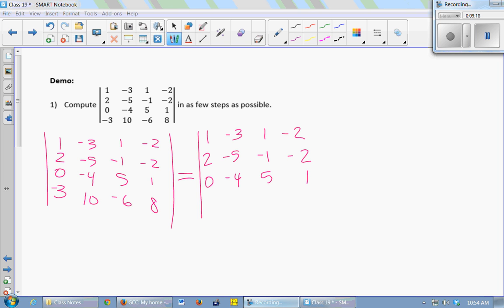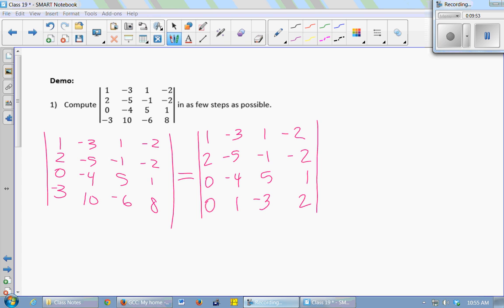Okay, so if I want to knock out that 3, I would take row 1, multiply by -3, and add it to row 4, so I get 0. -3 times -3 is 9, plus 10 is 19. 1 times -3 is, oh, +3. Yes, thank you. So it should be -9 plus 10 is 1. And then 1 times 3 is 3, plus -6 is -3. 2 times 3 is -6, plus 8 is 2.